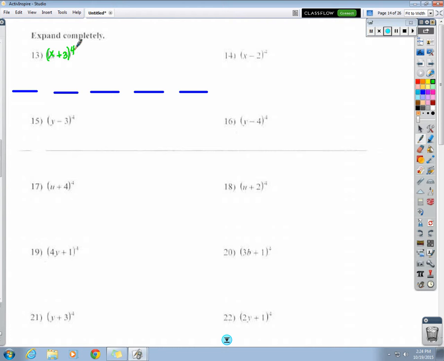Okay, so since it's to the 4th power, we use 1, 4, 6, 4, 1. What is the first term? So we put an x on each of them, and then it's raised to the 4th, then to the 3rd, 2nd, 1st, 0. Then what do we put on each one of them? 3, because that's your second term. But it starts out raised to the 0 and then goes up to the 4th power.